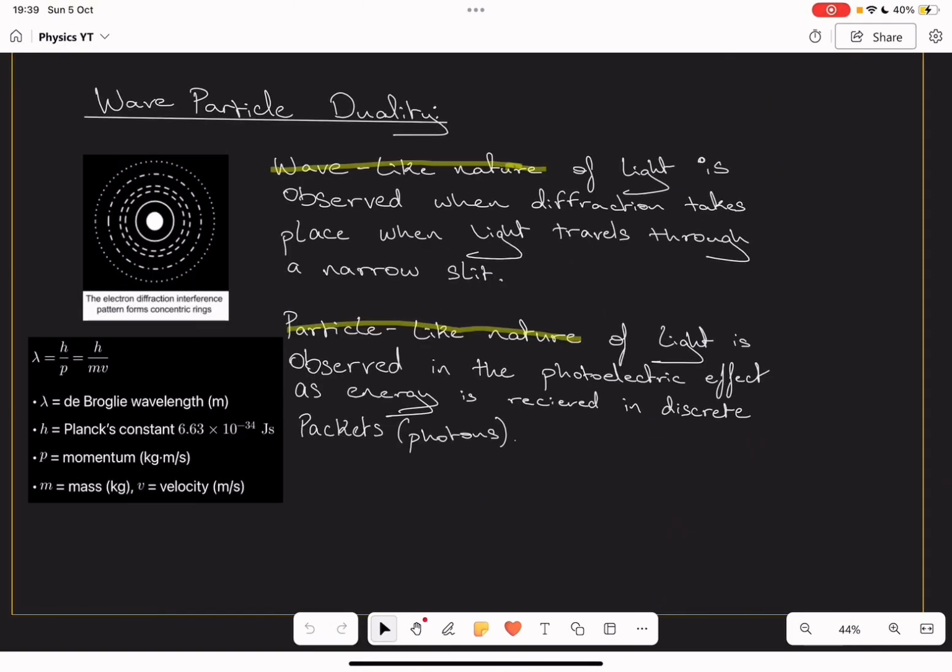For wave-particle duality, the wave-like nature of light is observed when diffraction takes place, when light travels through a narrow slit, and the particle-like nature of light is observed in the photoelectric effect as energy is received in discrete packets called photons. And we can use the de Broglie wavelength to calculate particle-like nature.